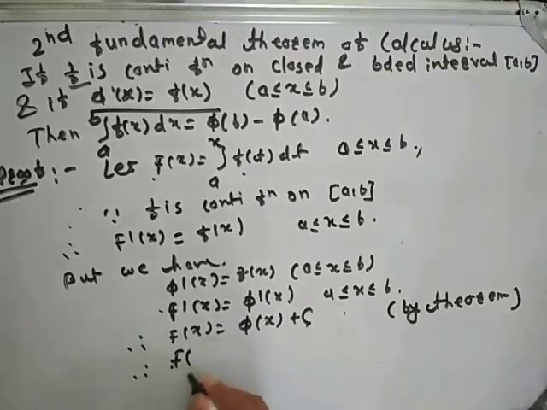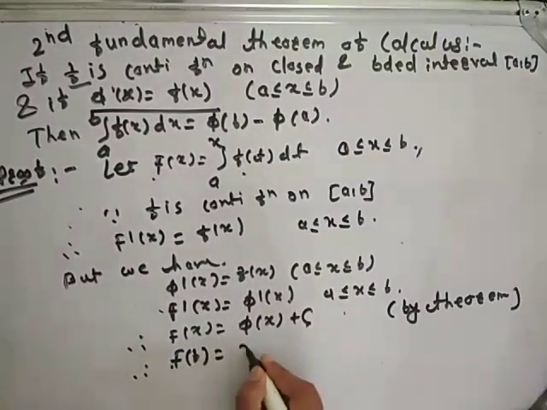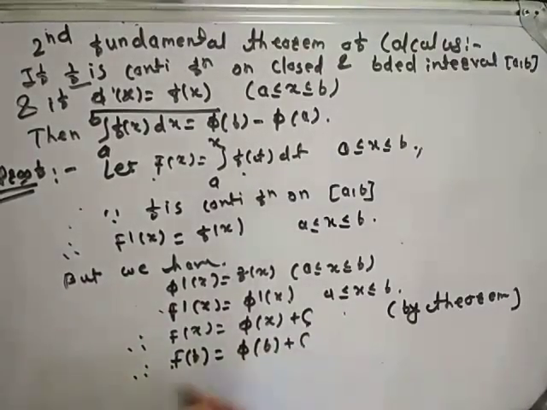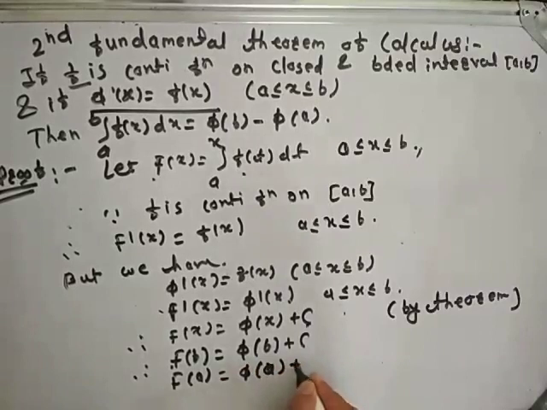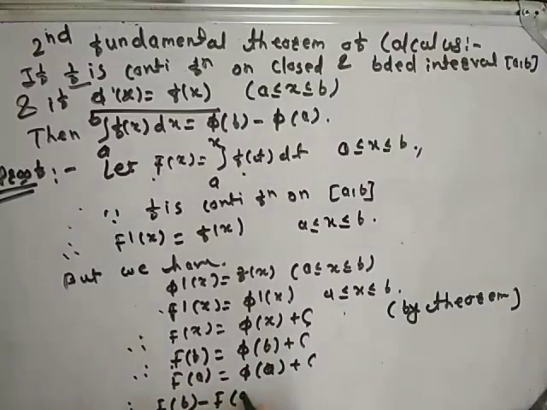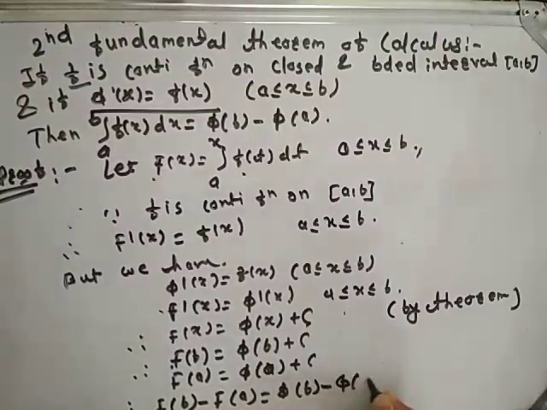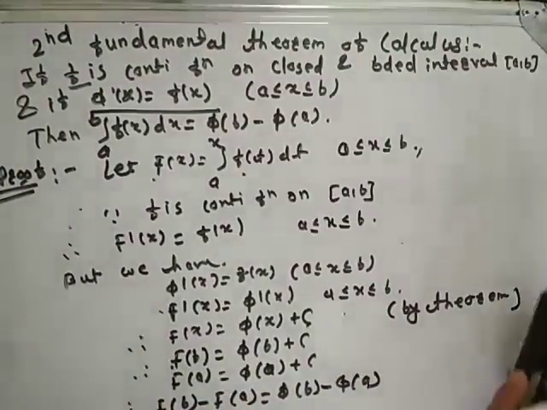Here put x equal to b. What we will get? F of b is equal to phi of b plus c. Put x equal to a. This is equal to phi of a plus c. Therefore, F of b minus F of a is nothing but phi of b minus phi of a.